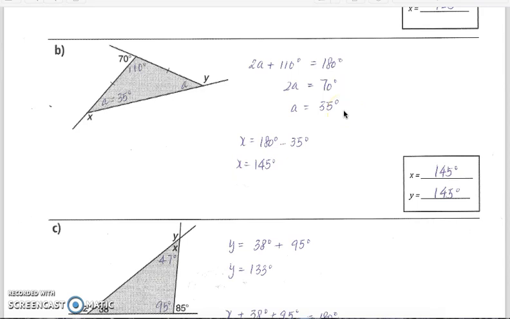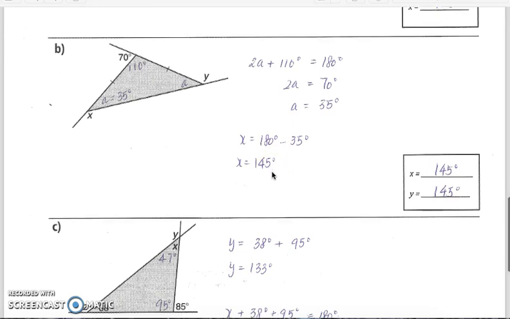Both x and y are supplementary angles to A. So that means we can subtract the size of angle A, 35 degrees, from 180 degrees to get the size of angle x and angle y, which are both 145 degrees.